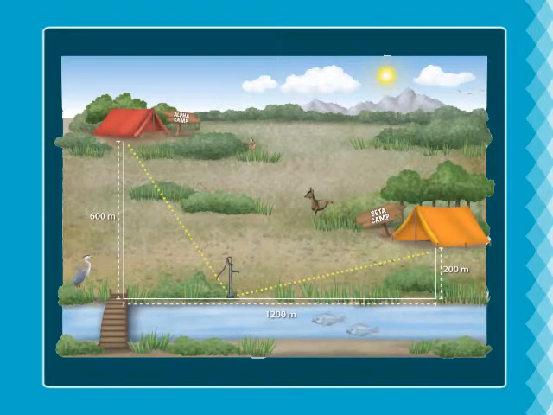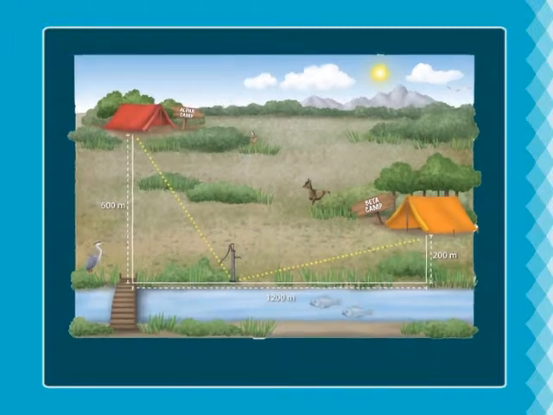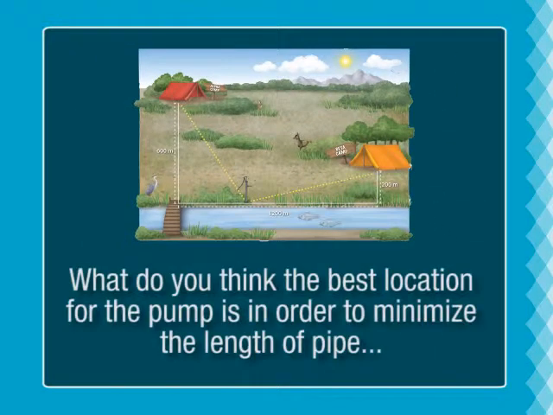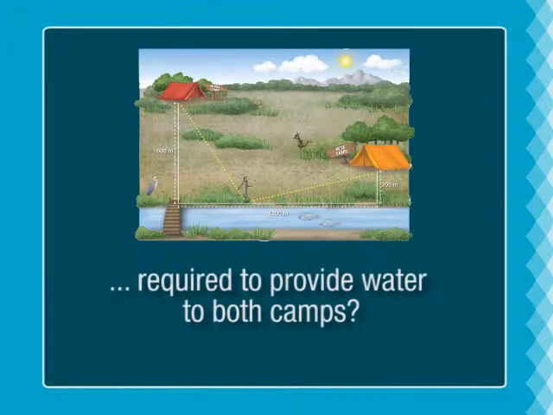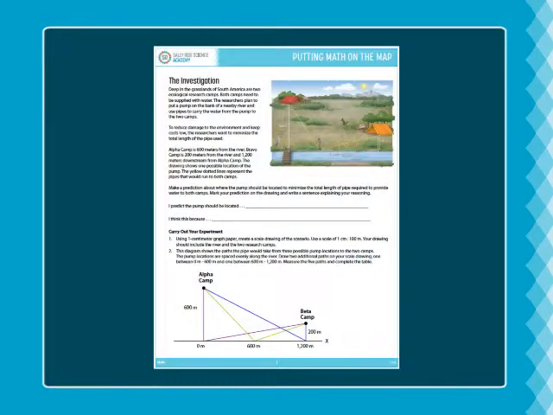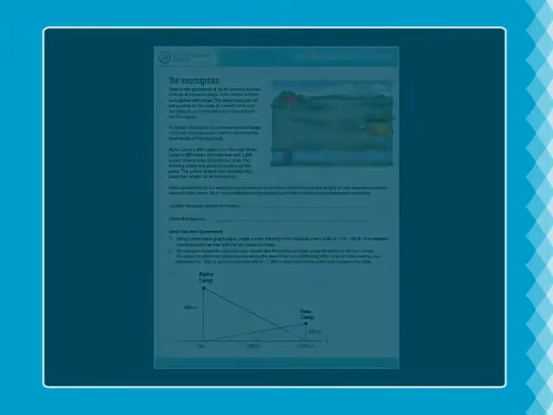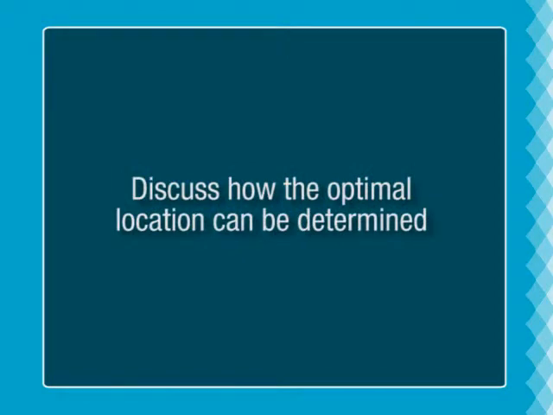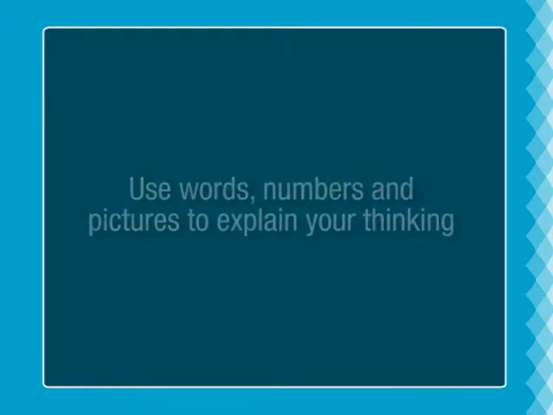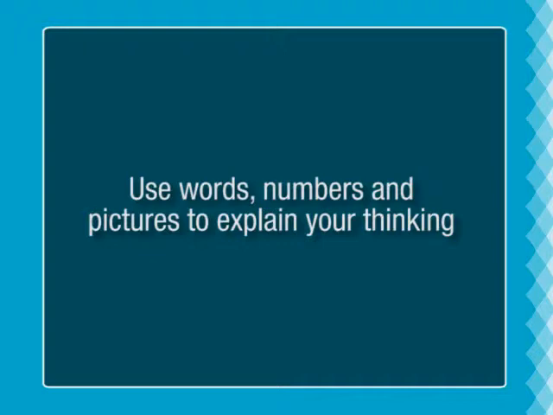The dotted yellow lines represent the pipes that would run to both camps. What do you think the best location for the pump is in order to minimize the length of pipe required to provide water to both camps? Record your predictions on the Putting Math on the Map investigation worksheet. Discuss how the optimal location can be determined. Use words, numbers, and pictures to explain your thinking.